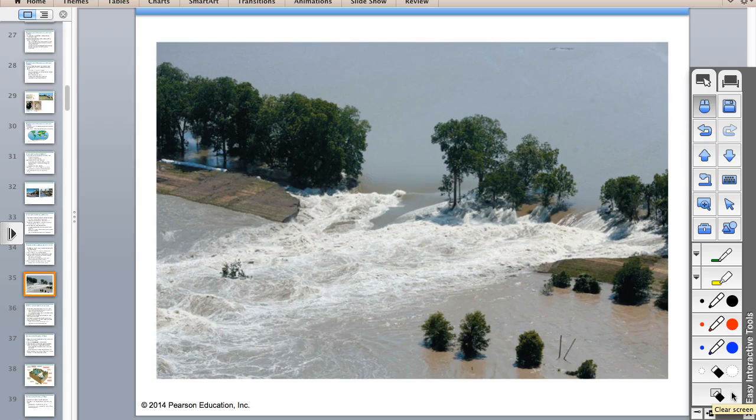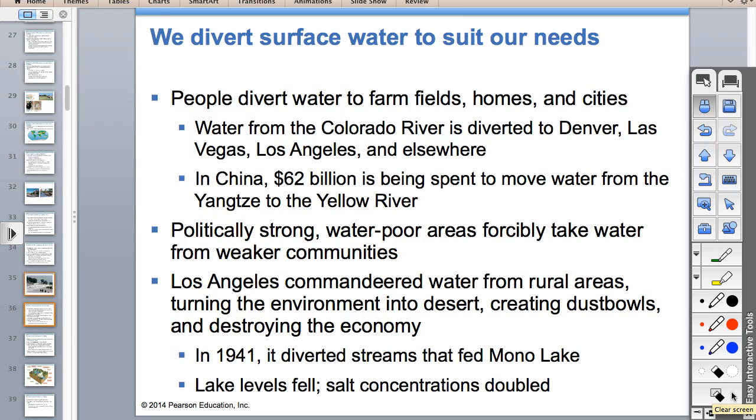I bet you $1 that's probably from Hurricane Katrina. Okay. I haven't memorized all the pictures from your new book, but I have enough sense to know what's going on. Anyway, we divert water to drink.